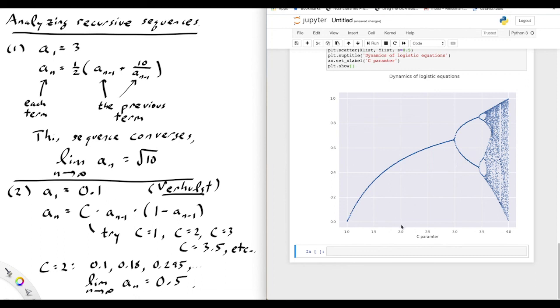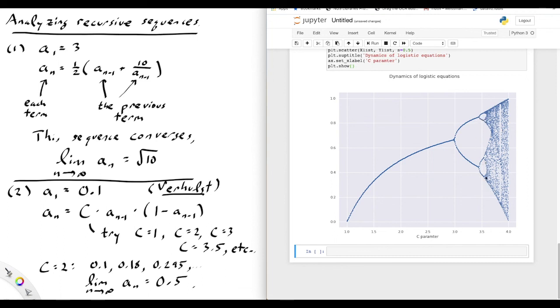Now, when C parameter is small, like 2, the limit is 0.5, and it gets towards that limit and stays there. When C is 3, right around here, it oscillates above and below 2/3. It goes between the point up here and the point down there, back and forth and back and forth between this point and this point. When C is 3.5, you see there are 4 points above this line, and the dynamics oscillates between these 4 values. That's where the population oscillates.